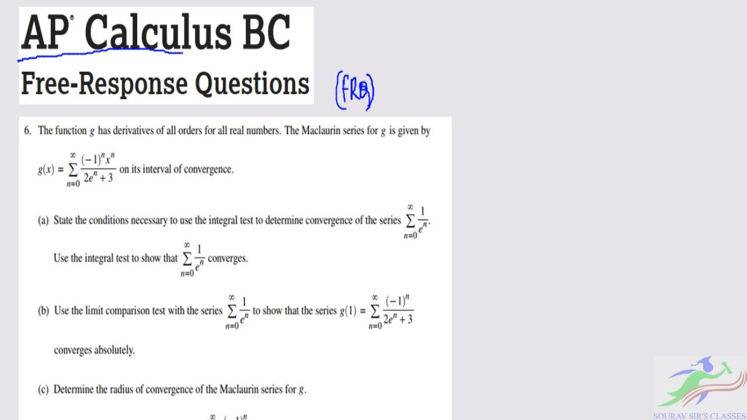Today we're solving free response questions from AP Calculus BC. Before moving on to solving question number 6, let us understand what this FRQ is, that is, the free response questions.